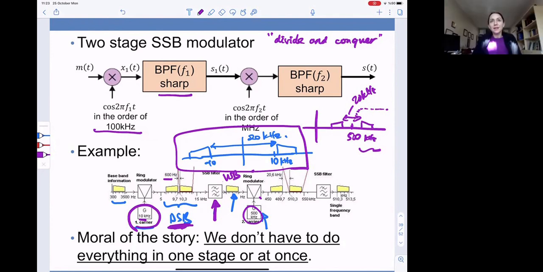Why are we studying this? Because it is an example of how in communication systems, we sometimes break things up into stages.